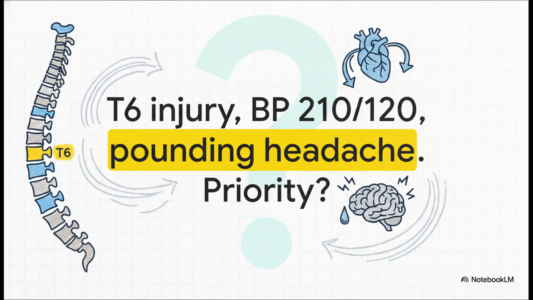Okay, I want you to picture this for a second. A patient with a T6 injury suddenly develops a pounding headache, their face is totally flushed, and they have a terrifying blood pressure of 210/120. Do you know what this complication is? More importantly, do you know your absolute first nursing priority? Well, by the end of this explainer, we're going to break down exactly how to handle this classic, high-stakes scenario so you can basically answer it in your sleep.